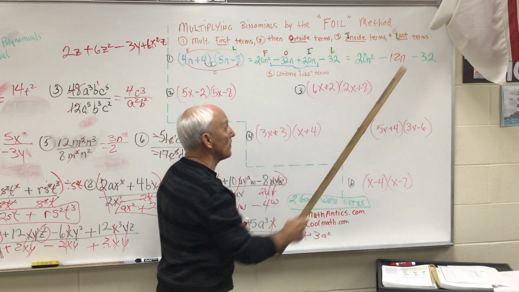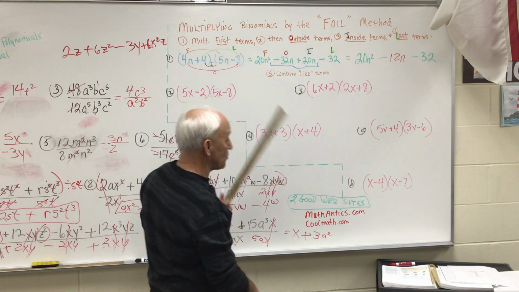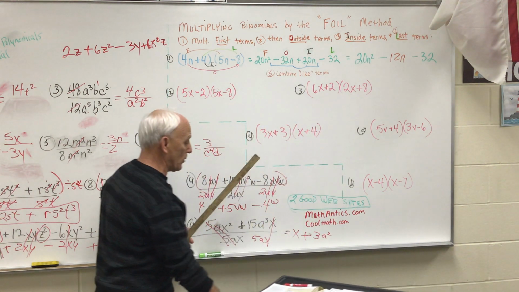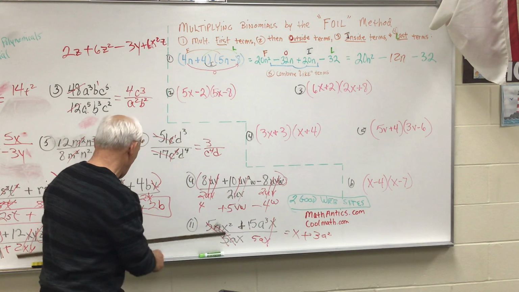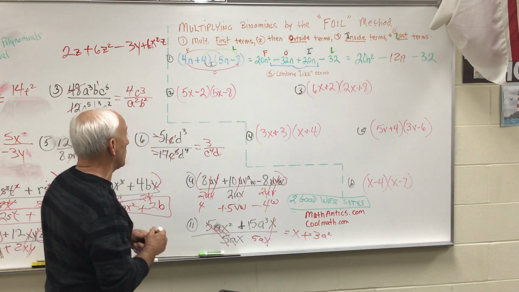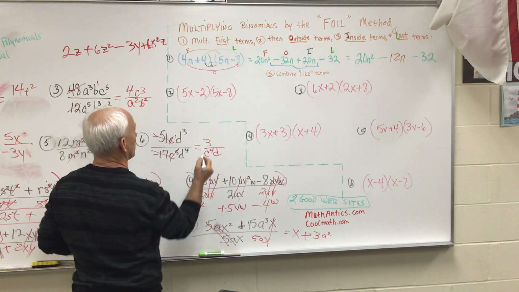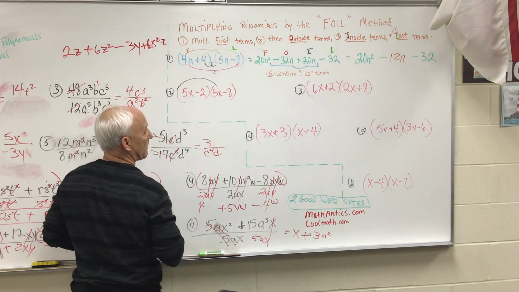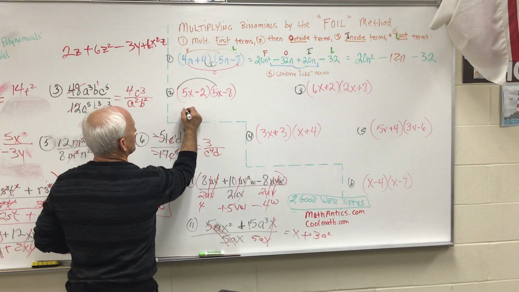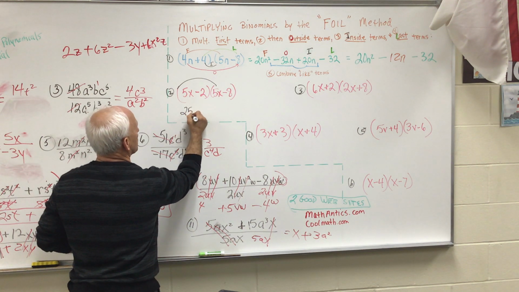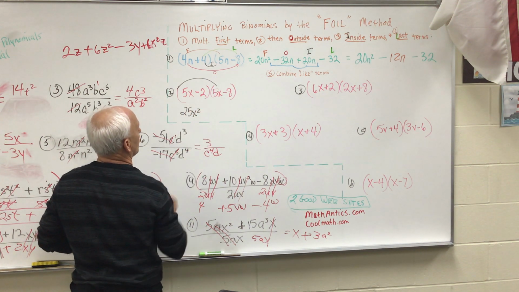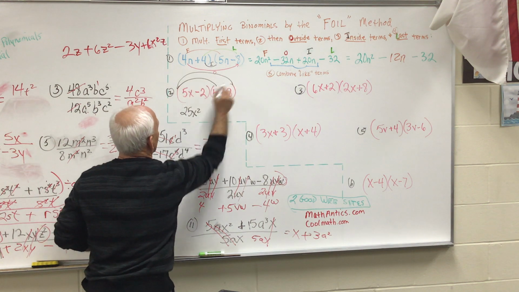All right, I hope you understood that, because on these 5 we're going to do the same thing. Let's go ahead and take a different color. And if you'll go ahead and look at this one, what are the first terms? 5x, 5x. What's the result? 25x squared, isn't it? All right, what about the outside terms?